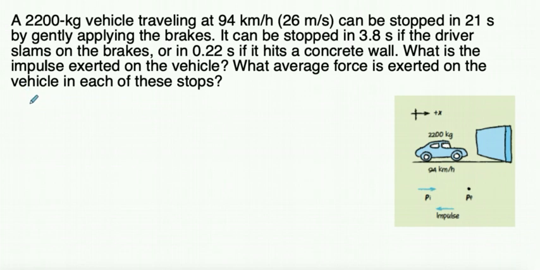So we have three different scenarios. Scenario 1, which is the gentle braking. And then we have scenario 2, which is the hard braking. And then we have scenario 3, which is the wall.